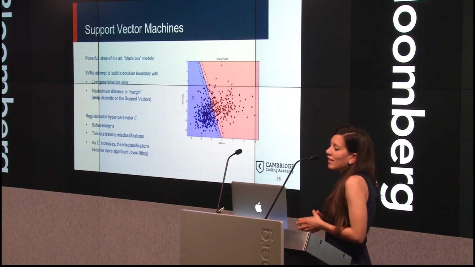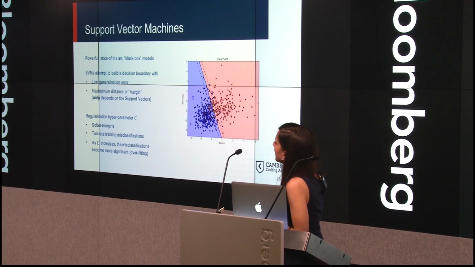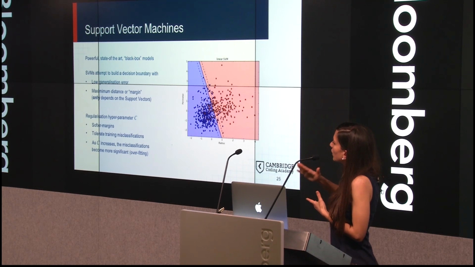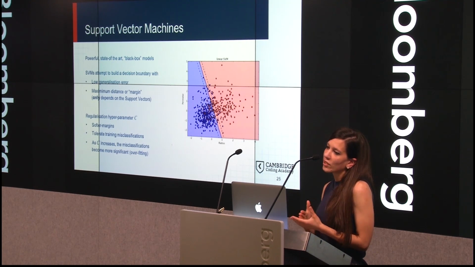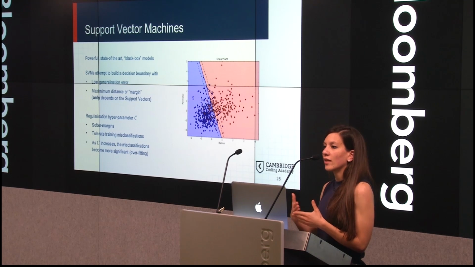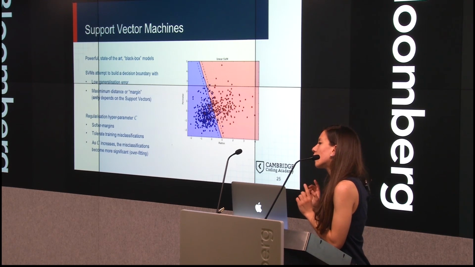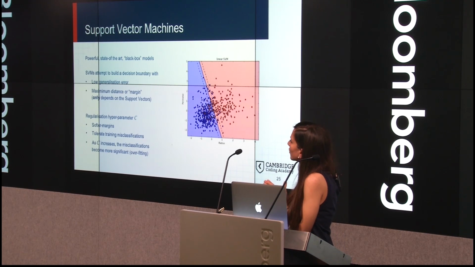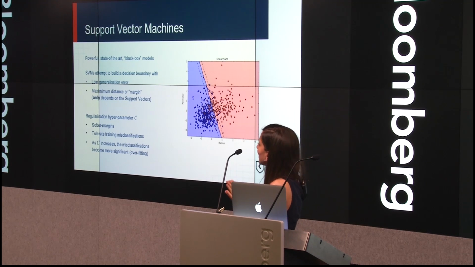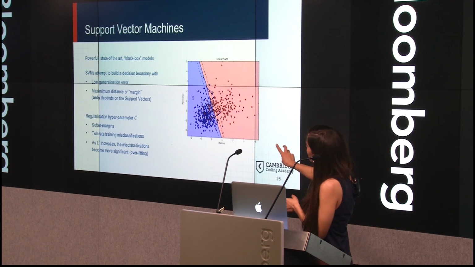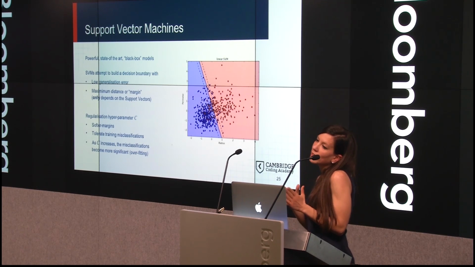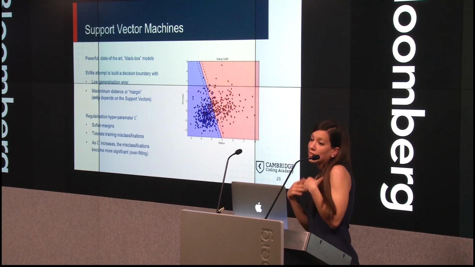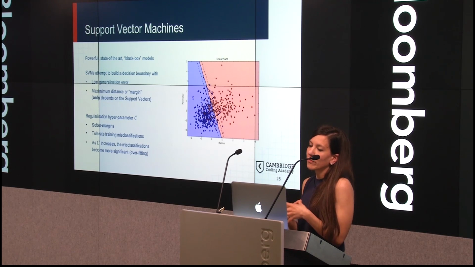So the idea behind support vector machines is that, again, it wants to build a decision boundary that has a low generalization error or a maximum generalization accuracy. But the whole idea is that it's different because we're trying to maximize the distance, also called the margin, between the nearest points of the two classes. These nearest points of the two classes are what are called support vectors.